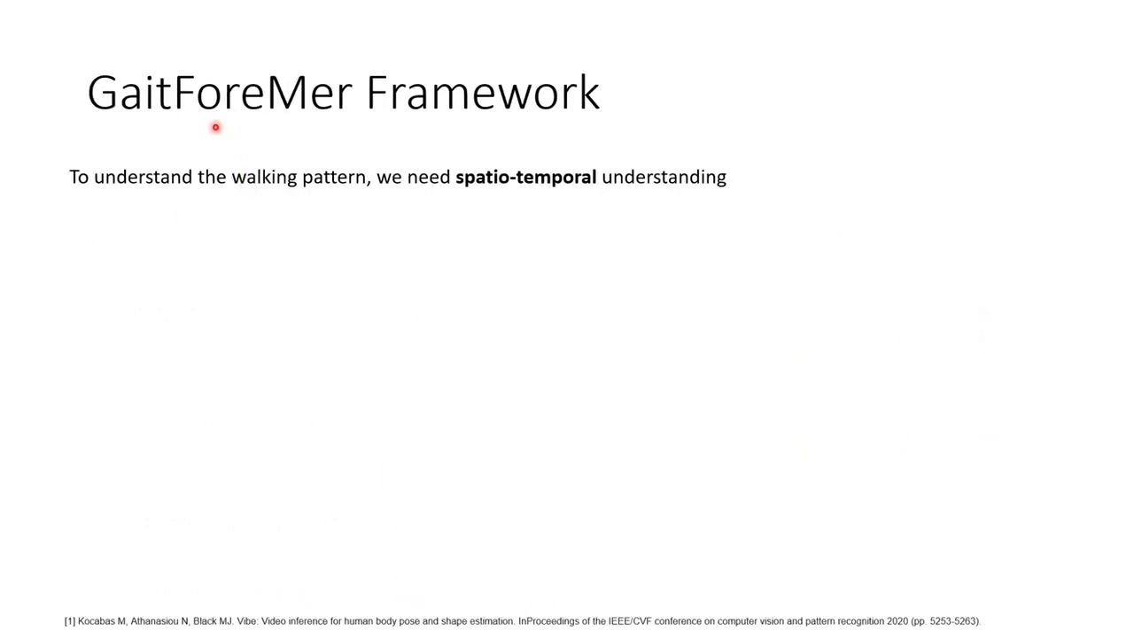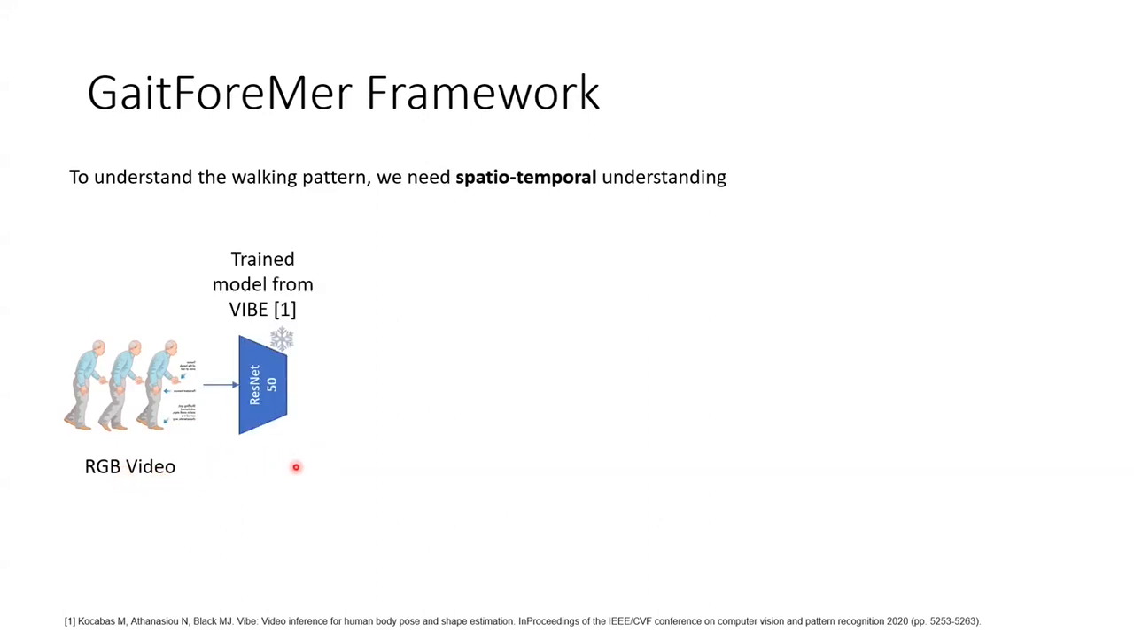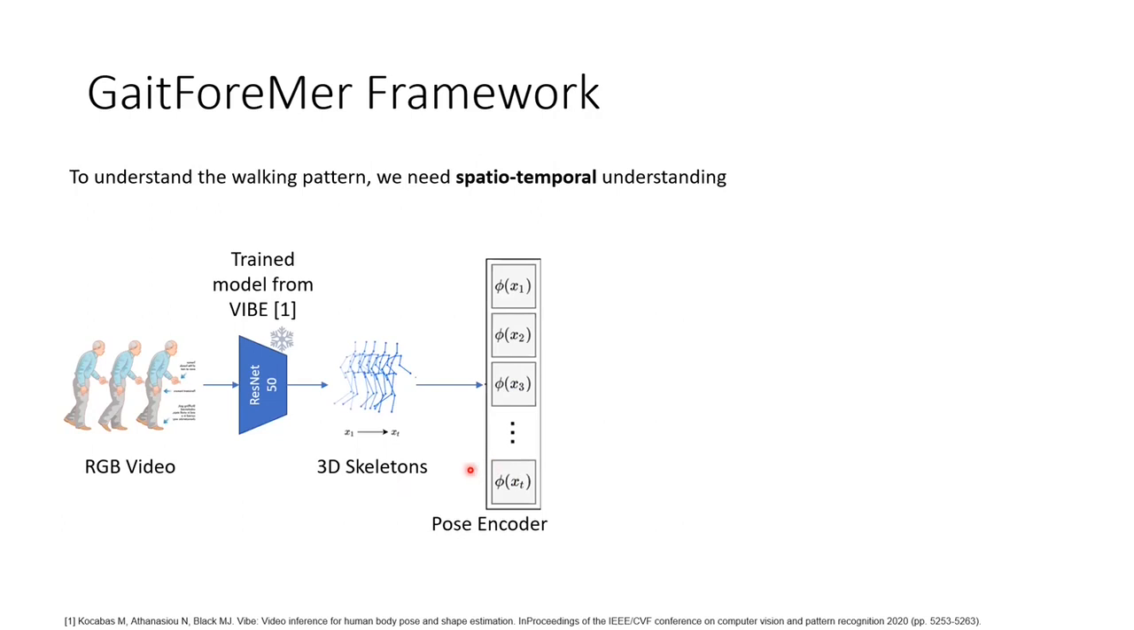So, starting with the GaitForeMer framework. To understand the walking pattern, we need a spatiotemporal understanding of the video. Starting with the RGB video, they don't use the RGB video directly; they use the skeleton of the video. For that, they use a ResNet-50 based model, pre-trained with the VIBE training method, so that they get 3D skeletons. They provide these 3D skeletons to a pose encoder. This pose encoder basically provides a vector for multiple joints within a skeleton.